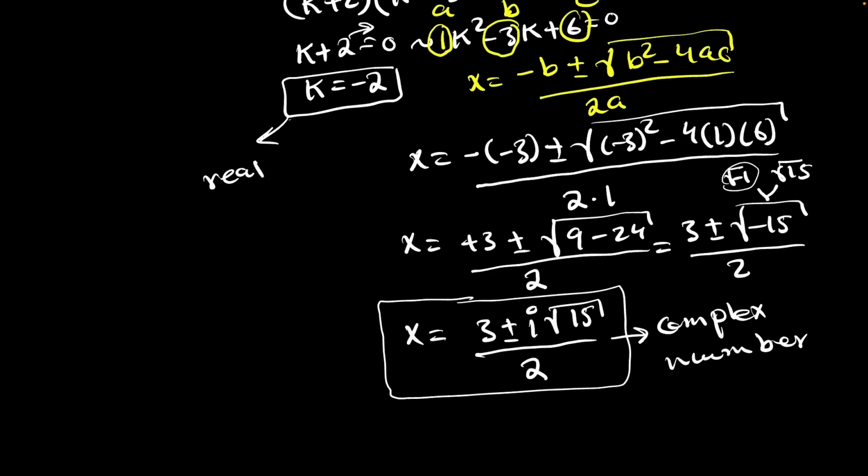So it means we have 3 roots in this question. One is a real number root, and the other 2 are complex roots.